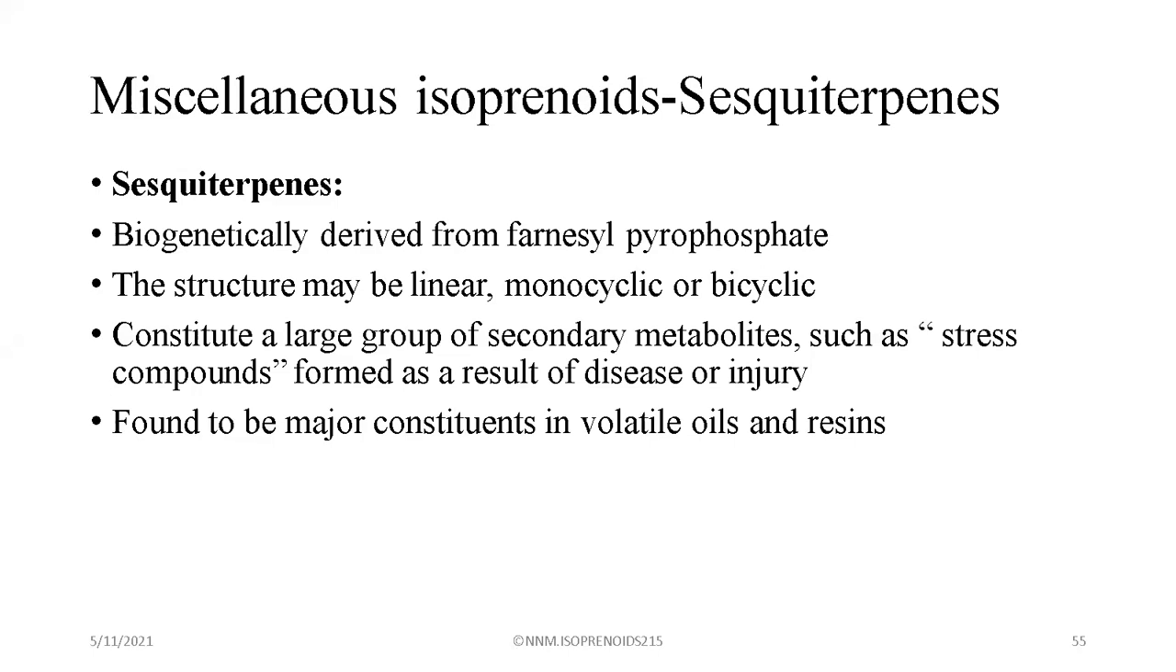Their structure can be linear, monocyclic, or bicyclic. And most of them are secondary, they constitute a large group of secondary metabolites, which are those stress compounds that are produced either when the plant is injured or has a disease, the ones we were discussing, like gums and such. They are found to be major constituents in volatile oils and resins, like Linda said. However, she also mentioned that as they increase in size, their volatility will decrease. So basically, that means monoterpenes will be more volatile than sesquiterpenes and so on.